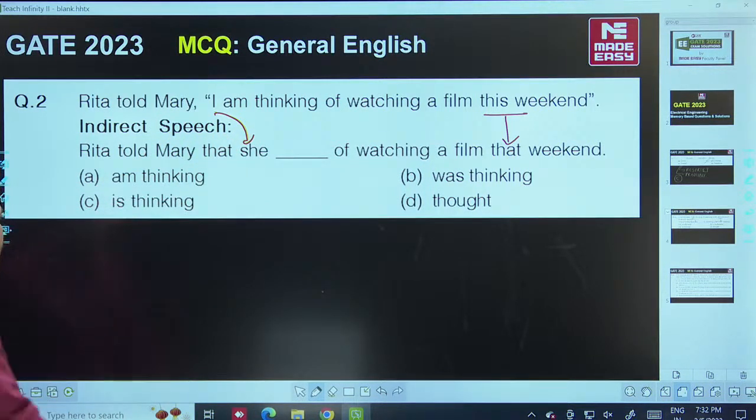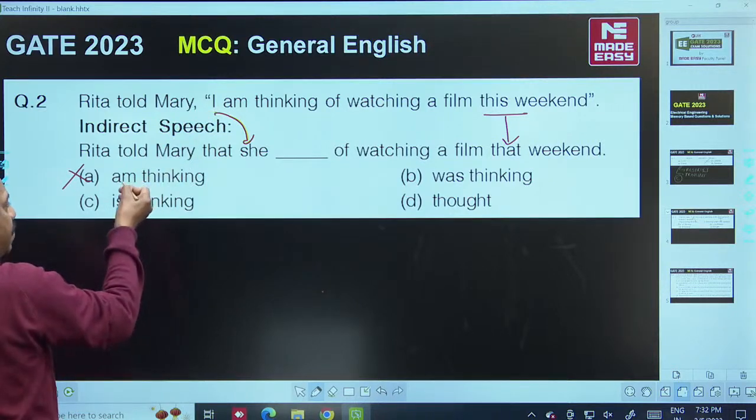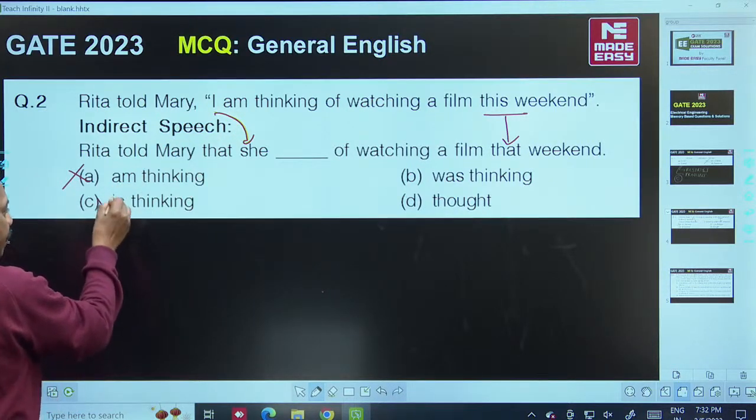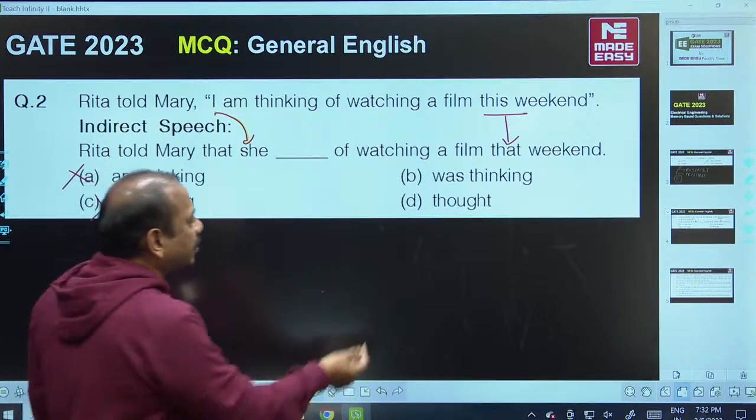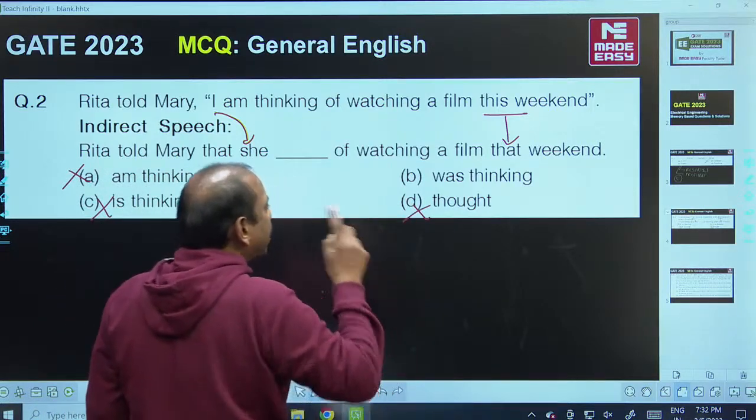I am thinking is written I am thinking. When you convert a sentence from direct to indirect, the tense is supposed to change. The same tense is reflecting in option A, that's why it's wrong. Now is thinking, present continuous, same tense, expression may be different, this is also same tense. Present continuous becomes past continuous, right? So here this is simple past. You need to choose past continuous.